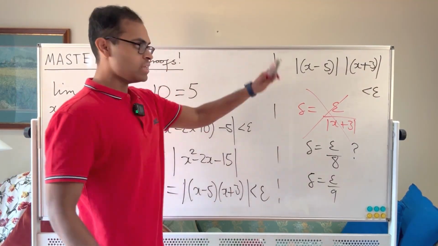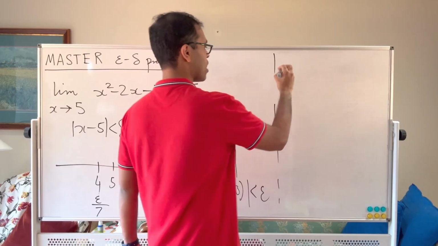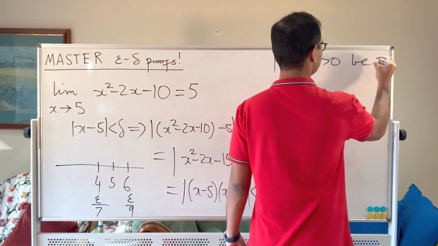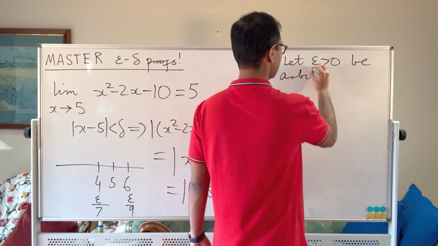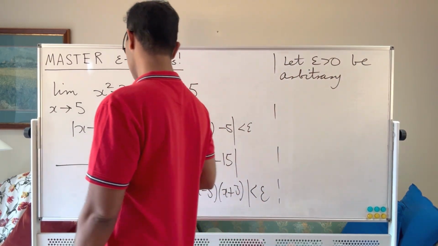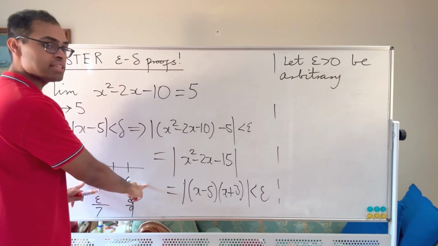So let me erase this and write out the epsilon delta proof right now. All right, so let's write it out. Our proof is: let epsilon greater than 0 be arbitrary. And we want to ensure, so our choice, when I said 4 to 6, that was not special. I could have gone 3 to 7 as well.